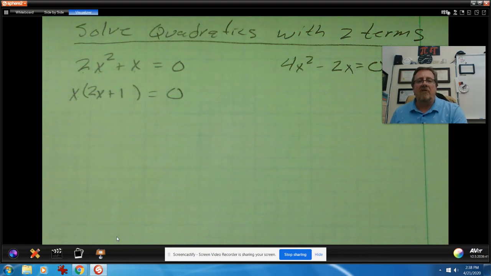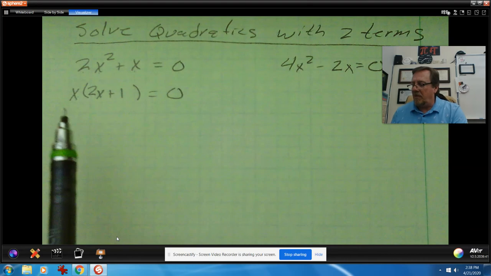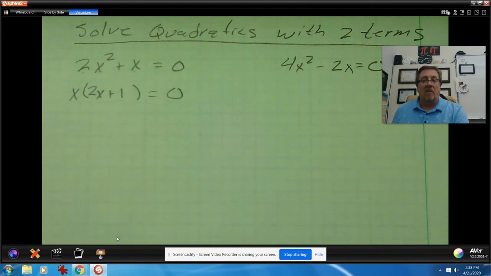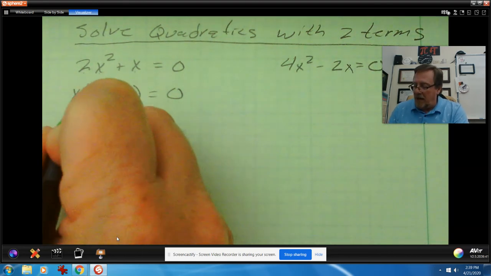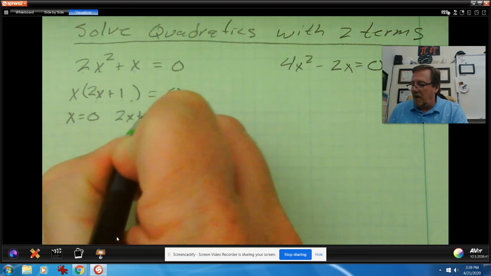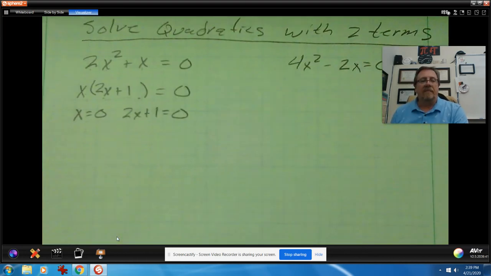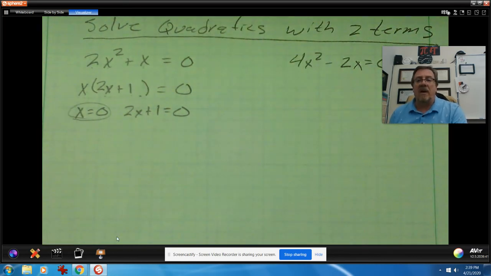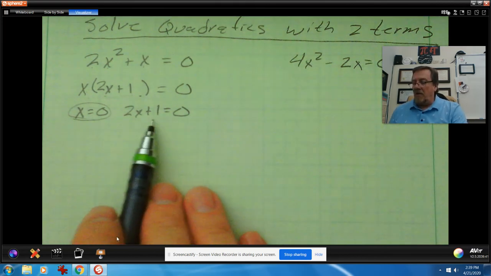And then, just like we said before, the zero product property says that the only way I can multiply two different things together and get 0 is if one or both of them were 0. So I'm going to set them equal to 0. I'm going to set x equal to 0, and I'm going to set 2x plus 1 equal to 0. This one's already done. Hey, x equals 0. There's one of my roots, one of my zeros, one of the places where the graph would cross the x-axis.